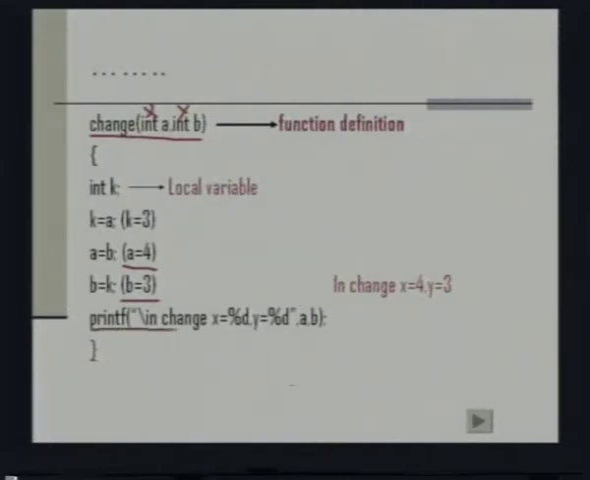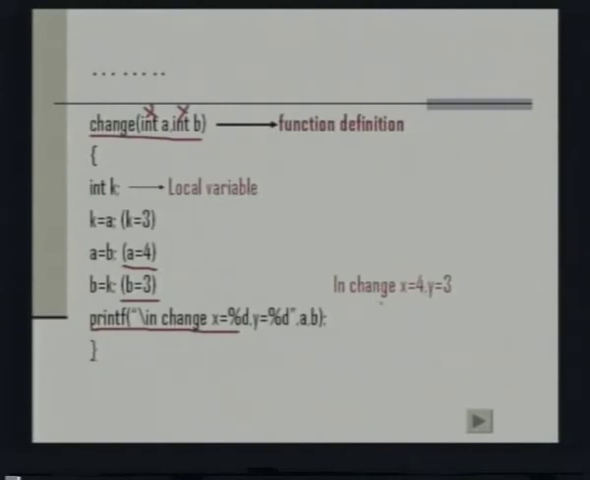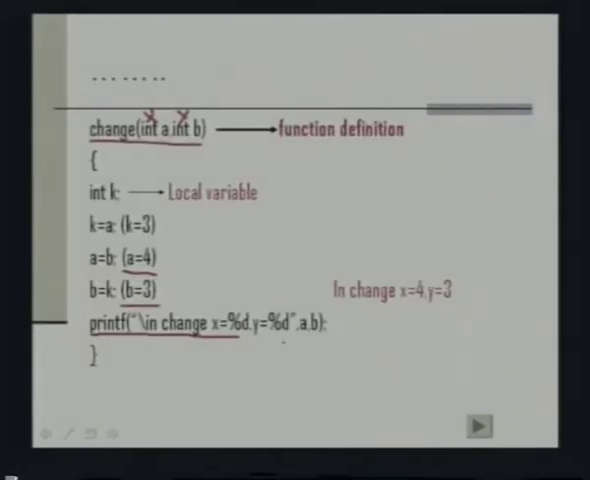Here I am printing the values in the change function itself. I am not exactly returning any value. So in change, when I print, the value of x is 4 and the value of y is 3. The values of B and A have been swapped, that is, interchanged. I print them in the change function itself, because the ultimate aim of my program is to indicate that in the change function the values are swapped, but in the main function the values remain the same. So the output will appear like this: x is equal to 4 and y is equal to 3.